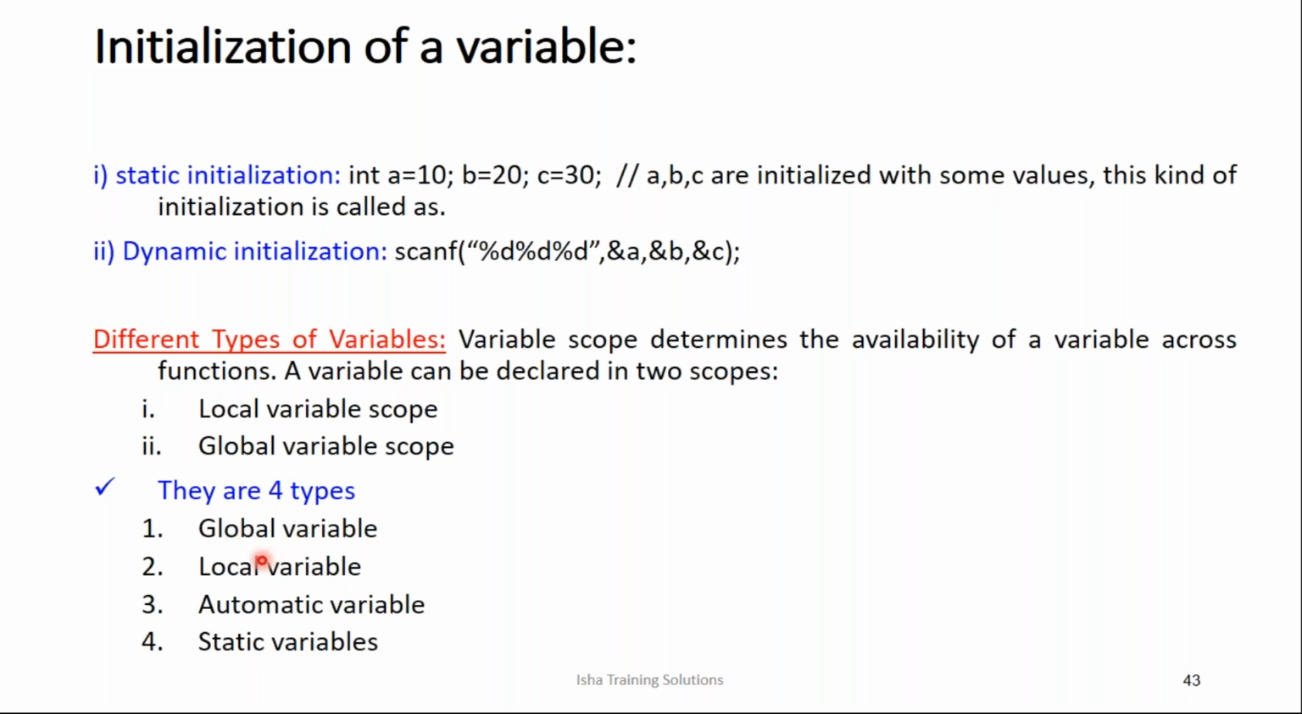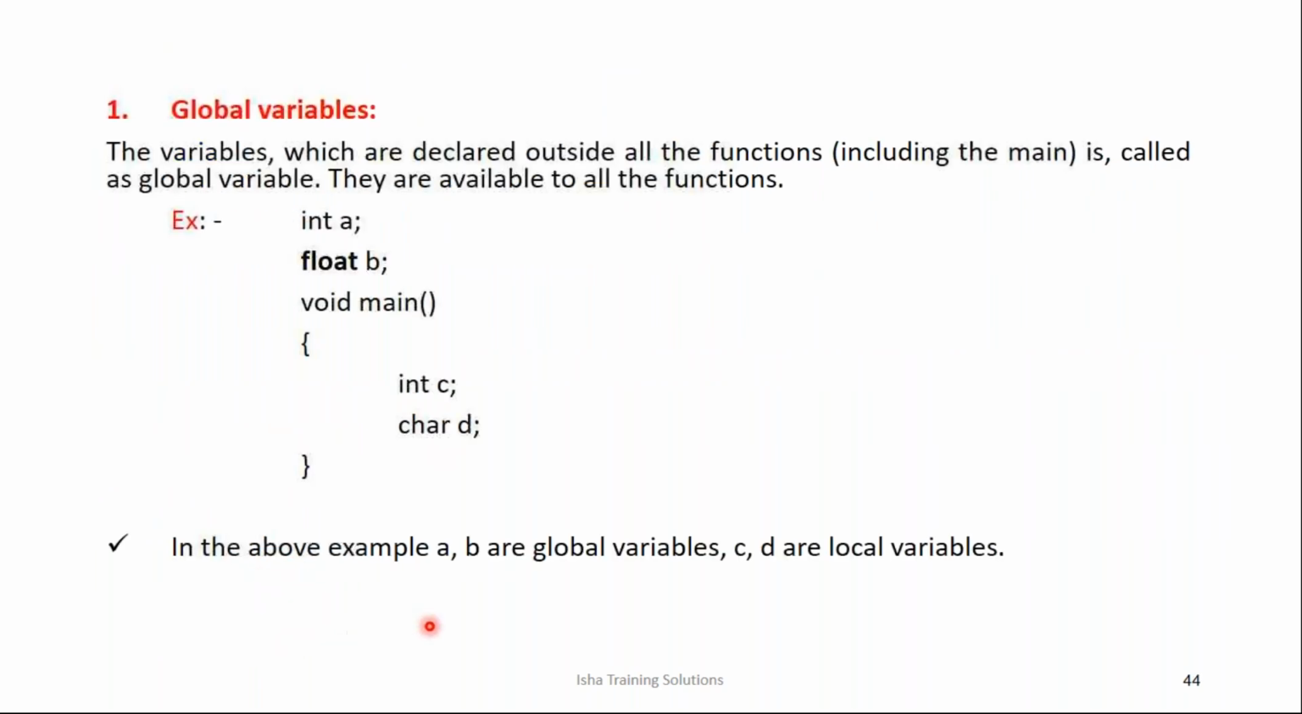There are four types here: global variable, local variable, automatic, and static variables. Here we have void main, which is the function, and int c and char d are local variables. Int a and float b are global variables. The variables which are declared outside all the functions, not only the main function, below the header files like hash include, are called global variables. Not only outside of main, it should be outside all other functions. Such variables are called global variables.